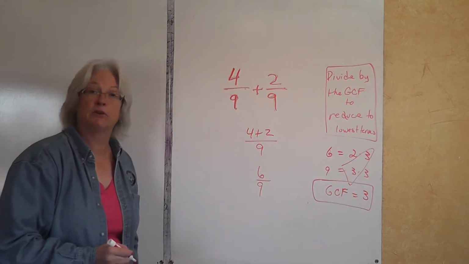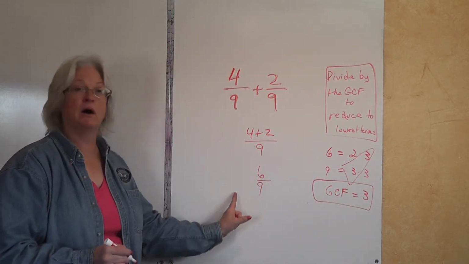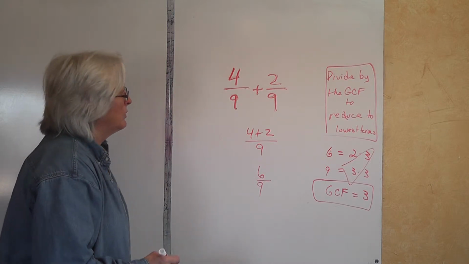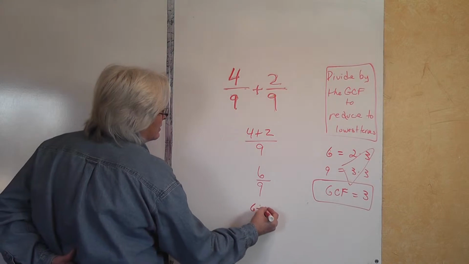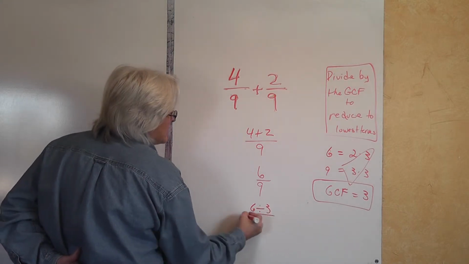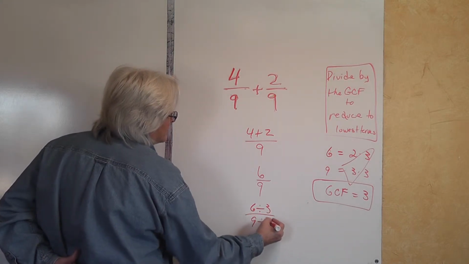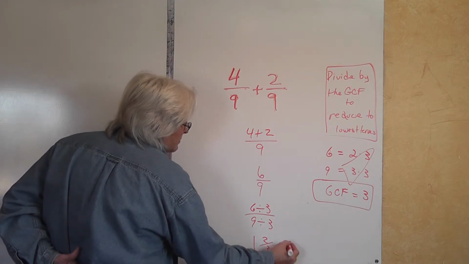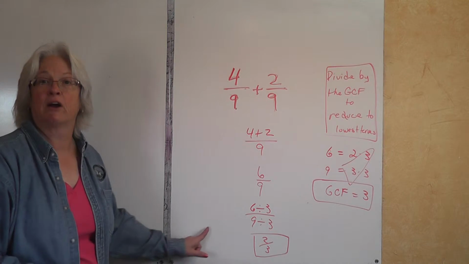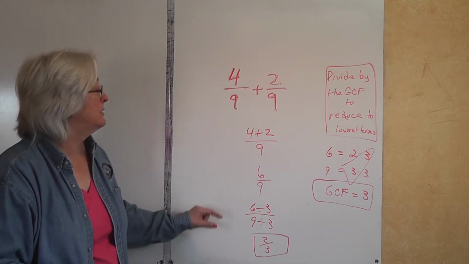We now see that the greatest common factor of 6 and 9 is a 3, and we are going to divide the numerator and the denominator by the GCF to arrive at the final reduced form of our fraction, which is 2/3.